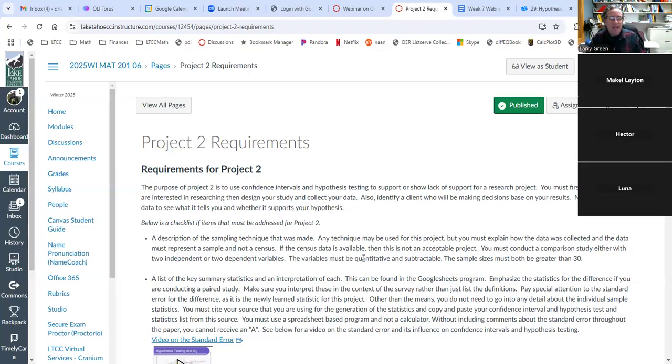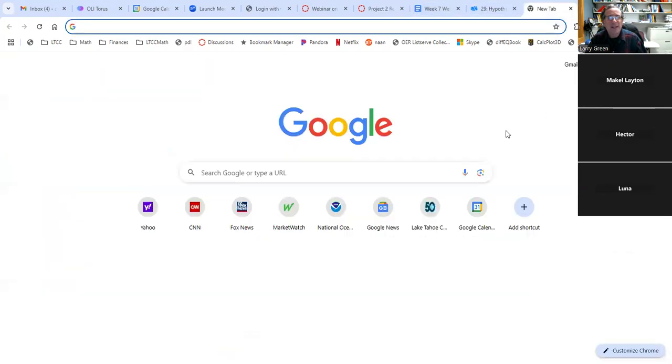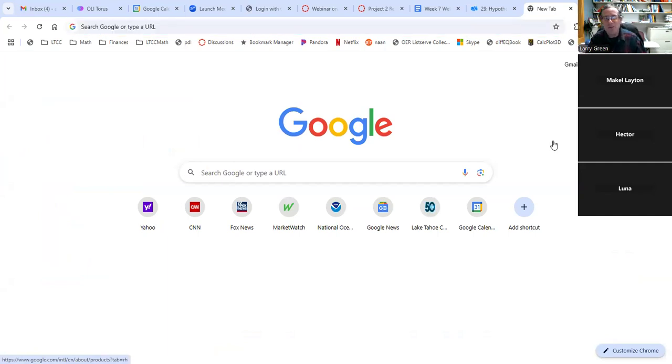And a few notes, you're still going to be using the Google Sheets program. And to let you know, it's the same one, so it should still be in your Google Drive. So let me go to mine.